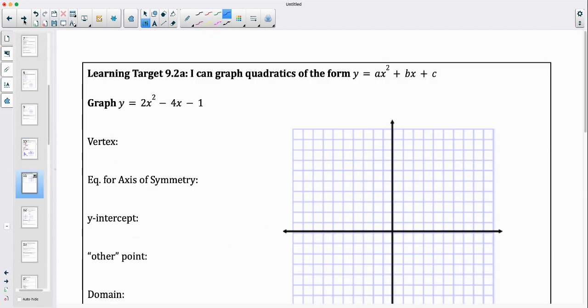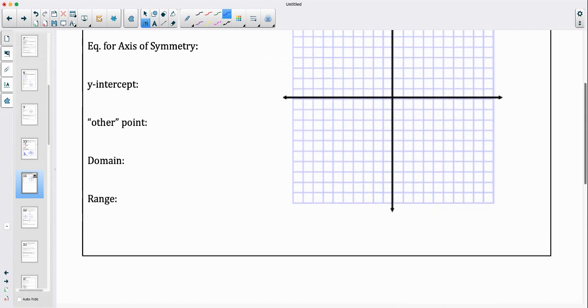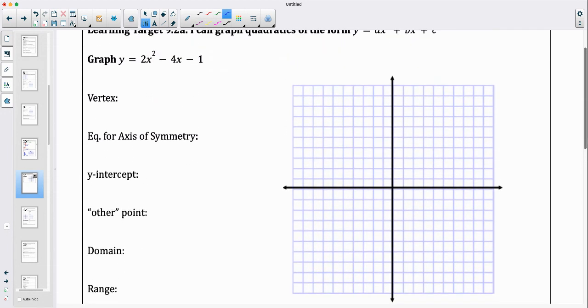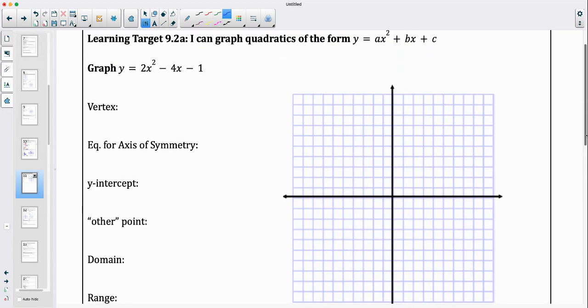Okay, comparing that to graphing the tougher ones. Oh, my fault. Let me go back. So looking at graphing a trinomial, comparing that to what we have been looking at. We'll just do this once. When there's a b term, now we have to look for the equation for the axis of symmetry, which is right here.